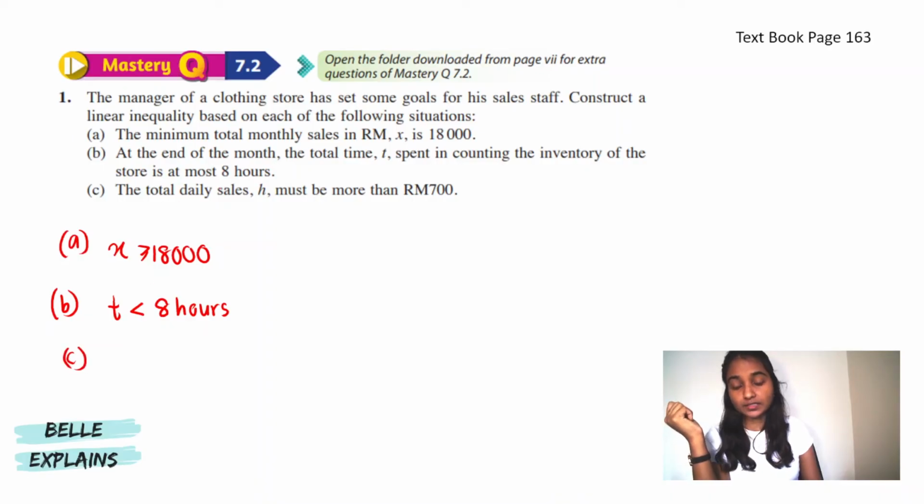Okay, the total daily sales H, this one is including 8 hours here. Okay, the total daily sales H must be more than 700, so it cannot include 700, so this one is more than 700.